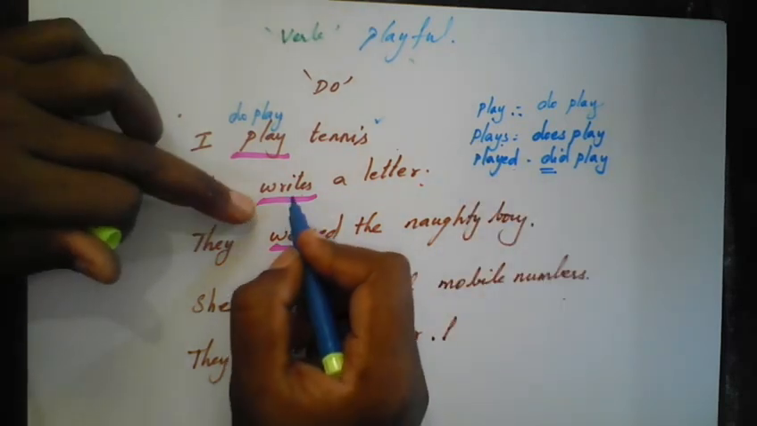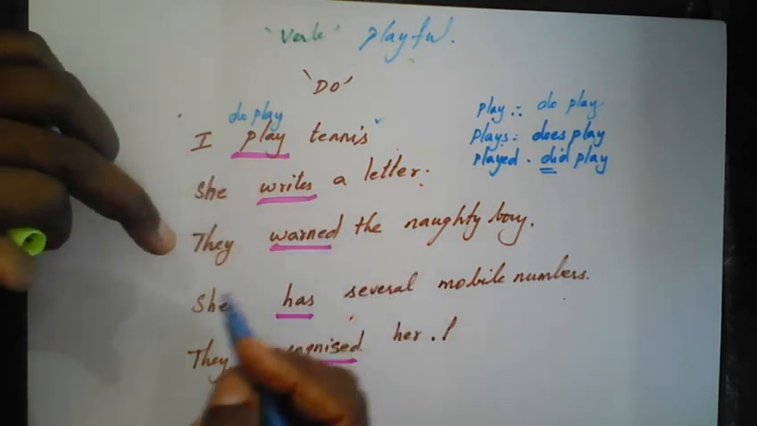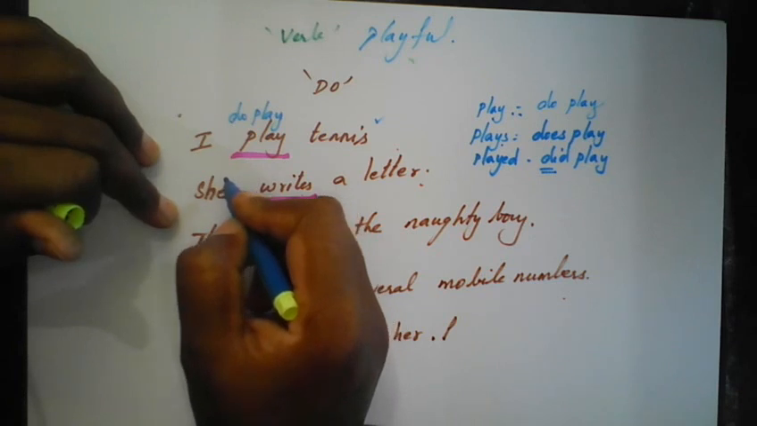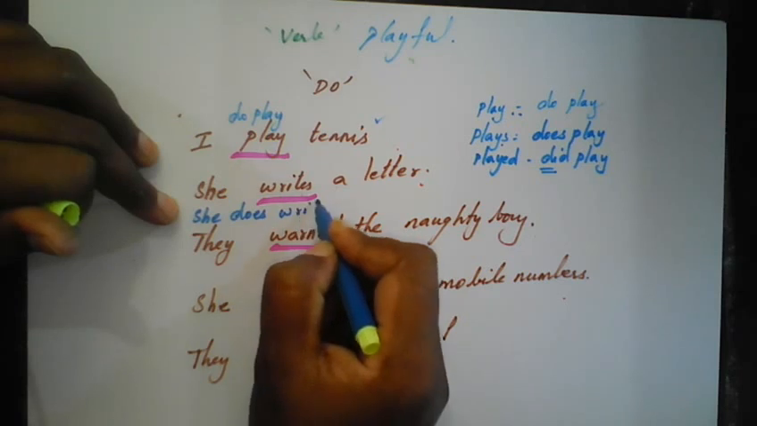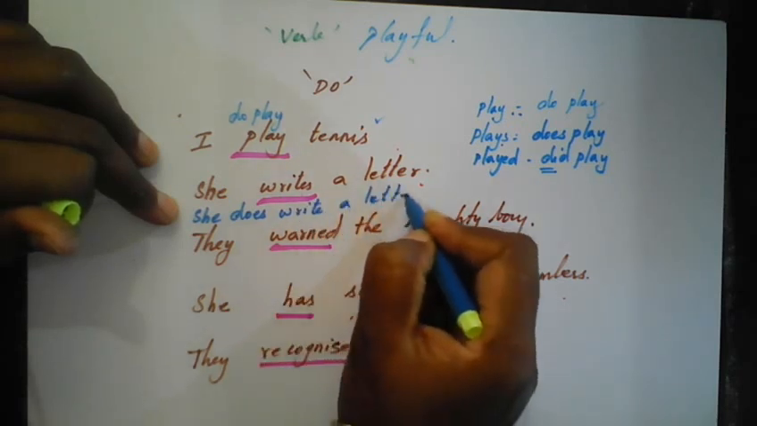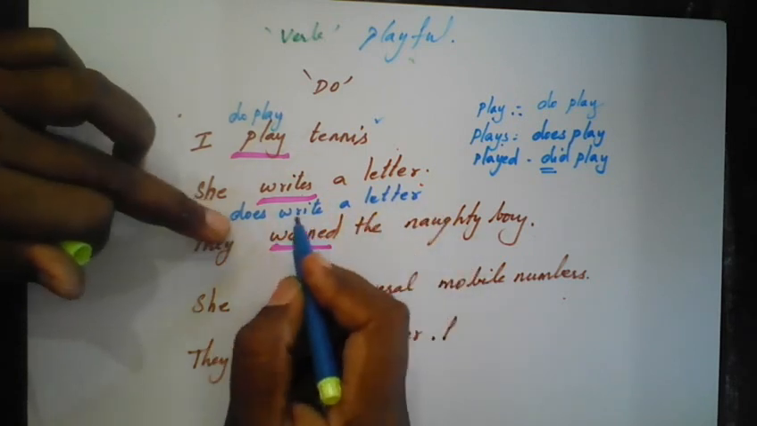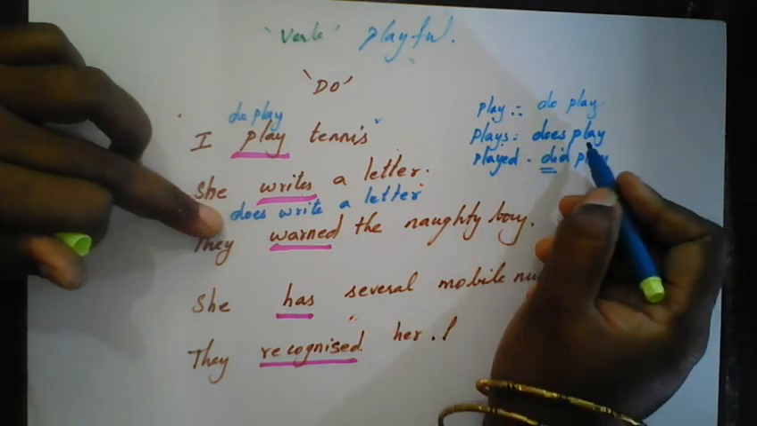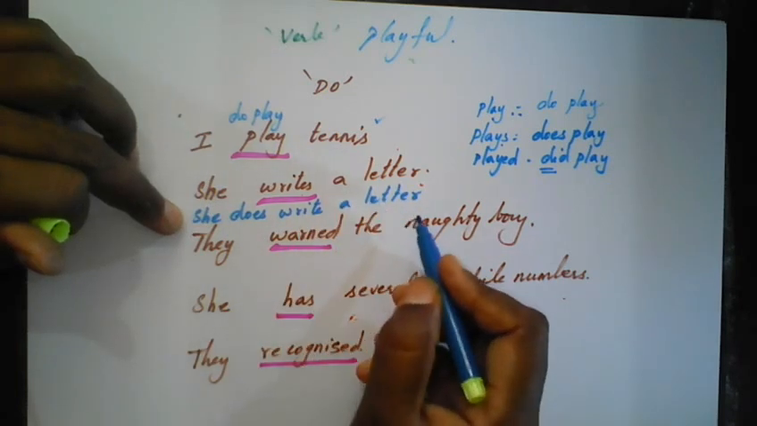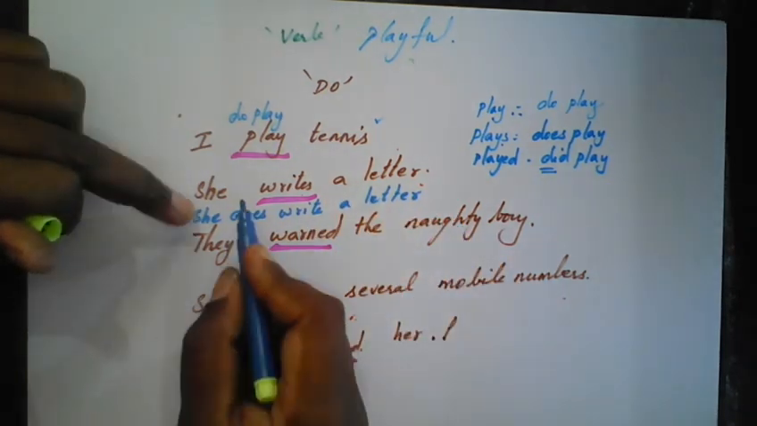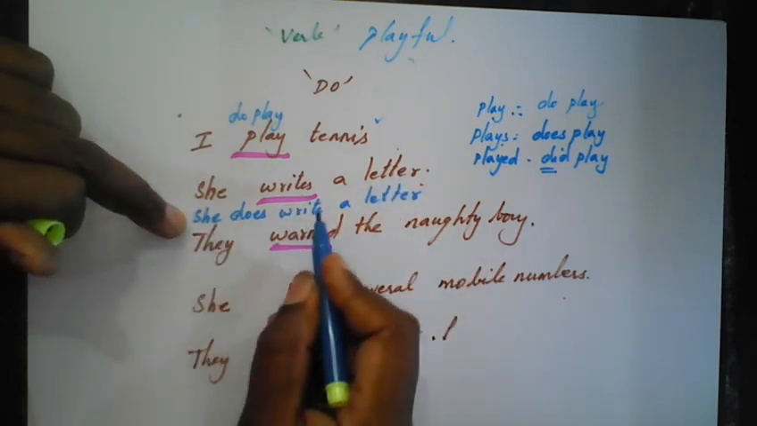Now here, the example "writes" I have given. What will be hidden inside? Right, does, superb. So we can write "she does write a letter". But don't write "she does writes a letter". No. When does plus write is equal to the verb form, "she writes a letter" is equal to "she does write a letter".